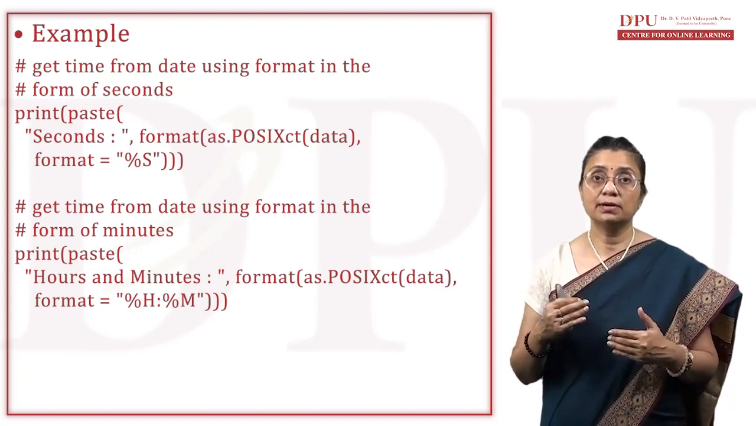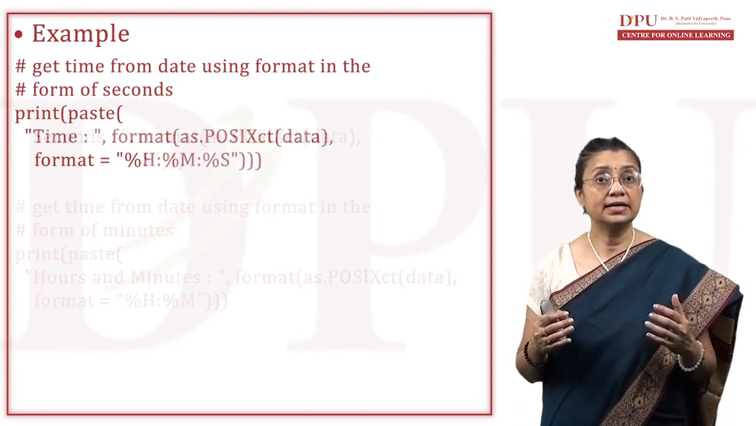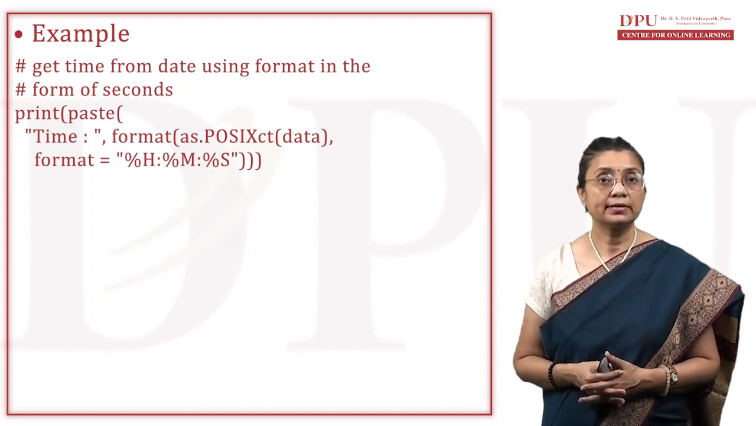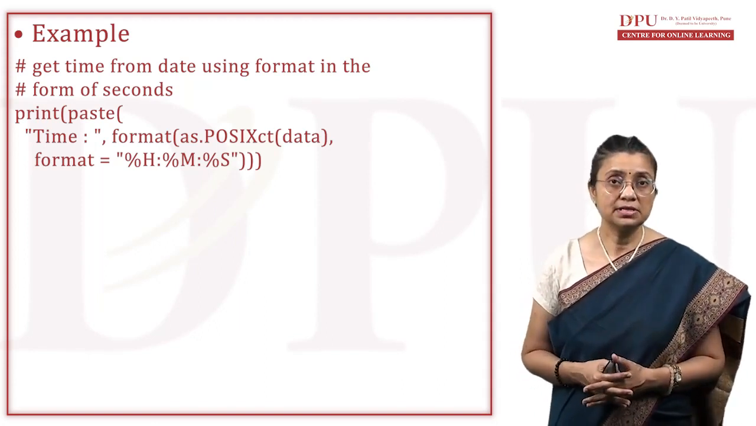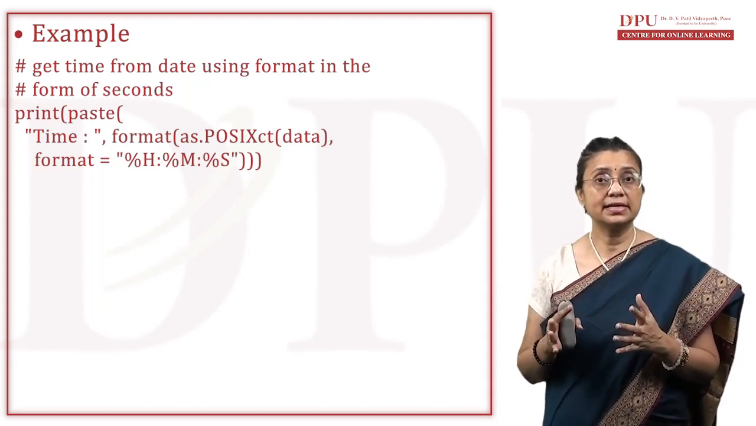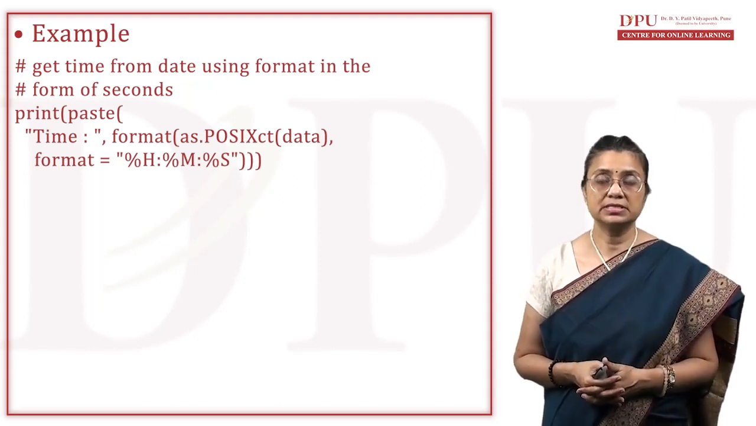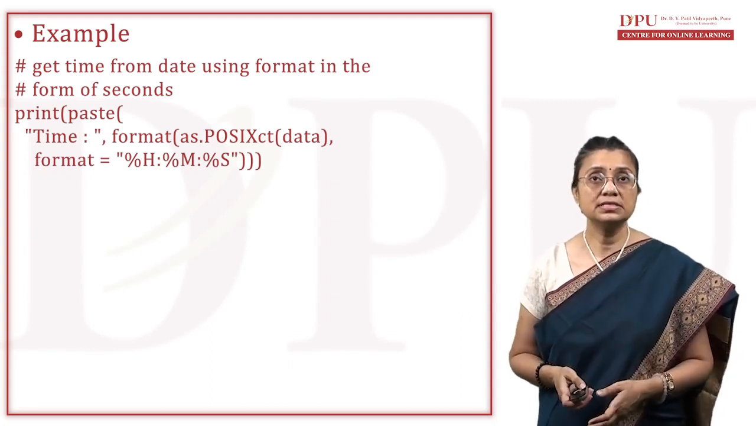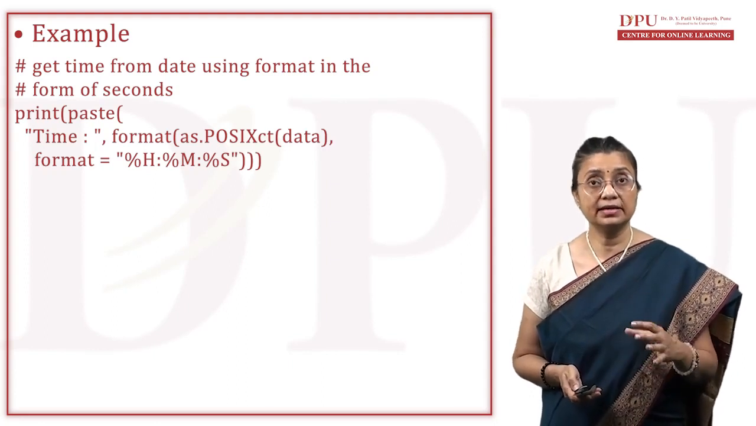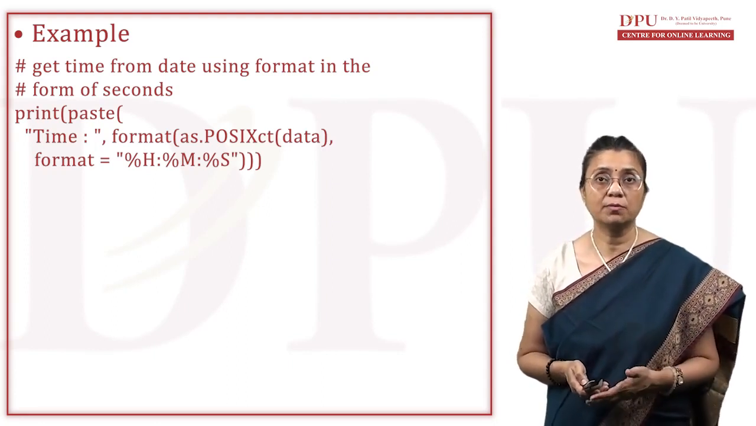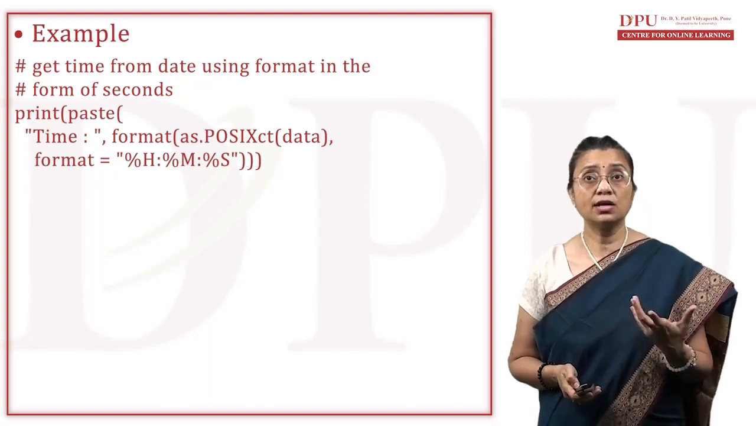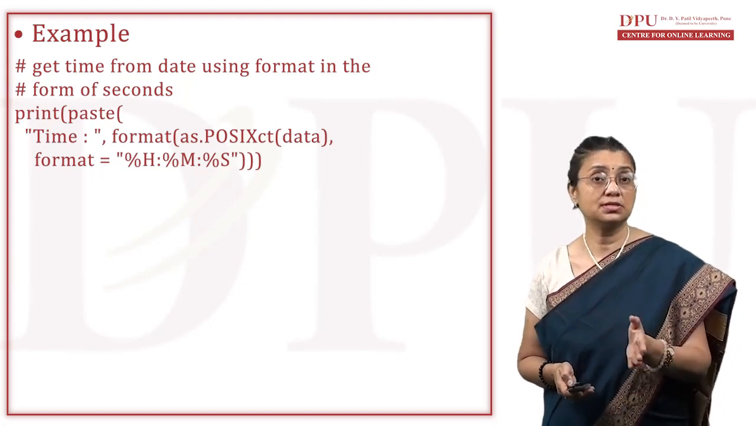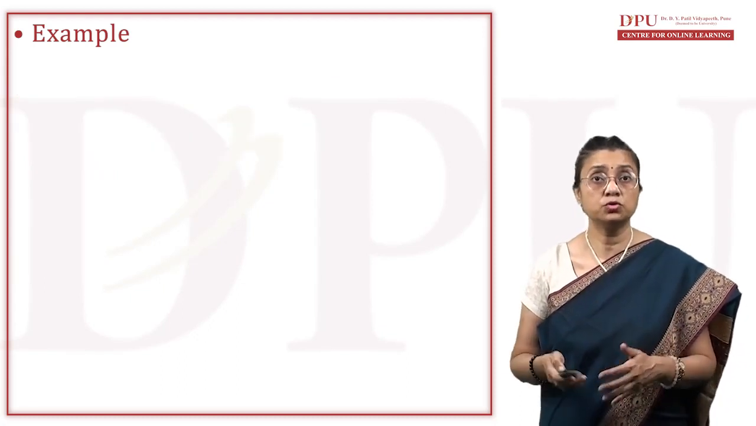And in the same way, in the last case, I am getting the time from the date using format in the form of seconds as well. So what I'm doing over here, I write print paste, time is equal to format, time printed as it is, then format as.POSIXct, within brackets data, and format is equal to hours, minutes, seconds. So you can see that in these codes, we can understand how I can print date in different formats, where either I want just hours or just minutes, or only the seconds, or maybe hours with minutes, or maybe hours, minutes and seconds, which means the entire time I want to print.